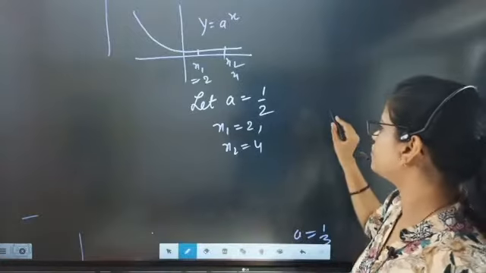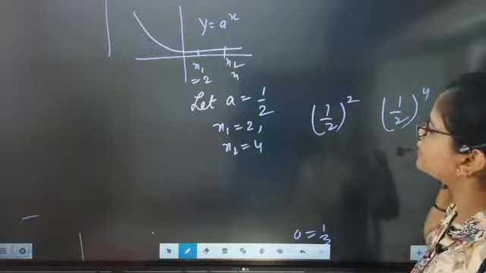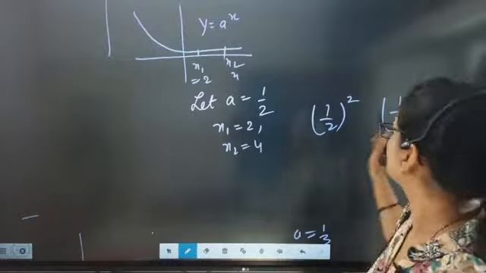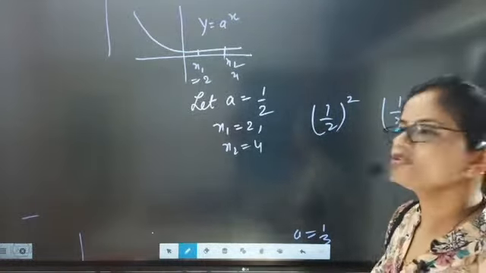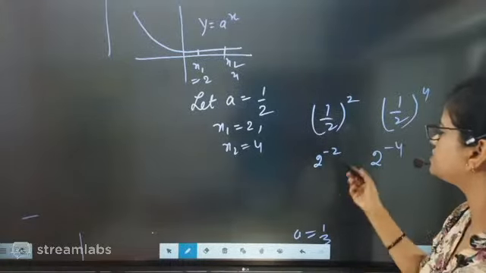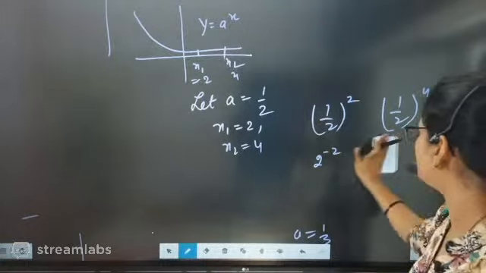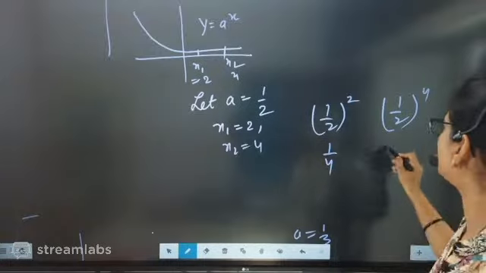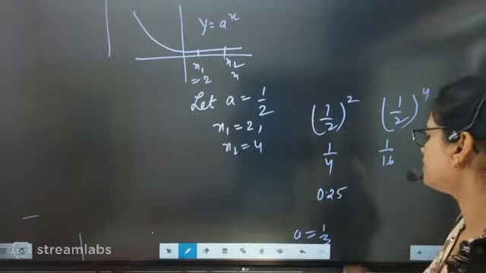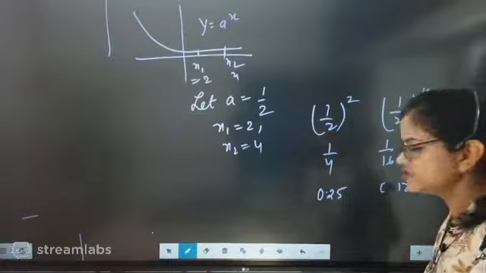So here we are checking 1 by 2 to the power 2 and 1 by 2 to the power 4. So 100% beta, for the fraction with the higher degree, the value will be smaller. How will it be smaller? Look here, 2 to the power minus 2 and 2 to the power minus 4. Or if you don't want it like that, just write it as 1 by 4 and this is coming as 1 by 16. So 1 by 4 will be 0.25. And this part will be 1 by 16, meaning 0.125. Okay, just check this one.